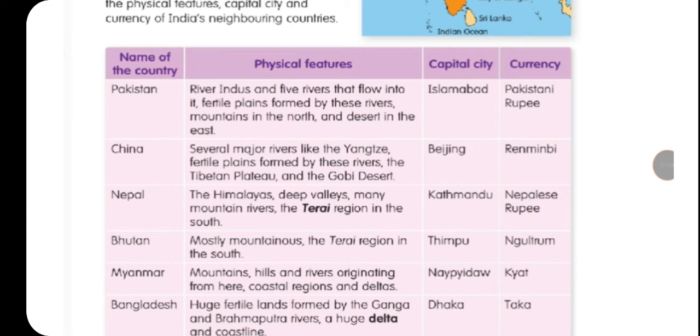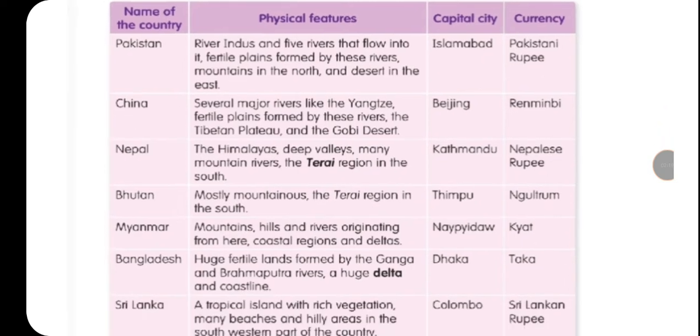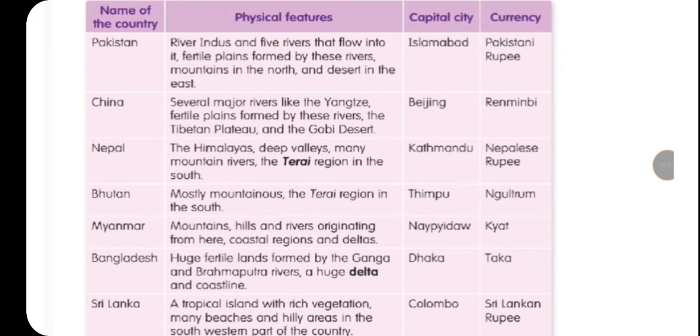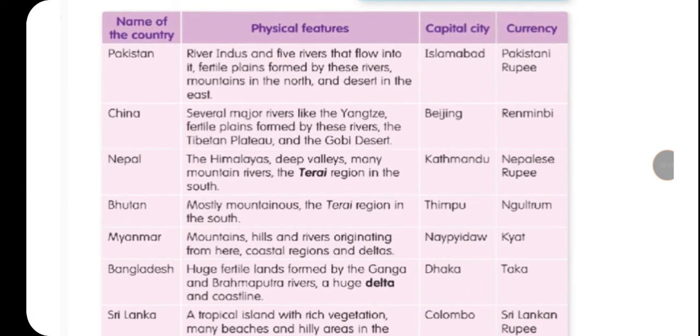So, physical feature of Pakistan: River Indus is located here. So, when a river is located, there will be fertile plains, and mountains are located in the north, and desert is located in the east. Capital city is Islamabad. Currency is Pakistani rupee. China: Yangtze River forms fertile plains, and Gobi Desert and Tibetan Plateau are in China. Capital city is Beijing. Currency is renminbi.